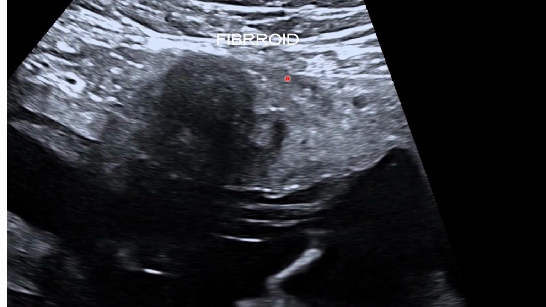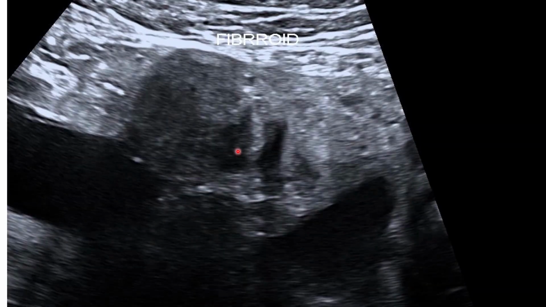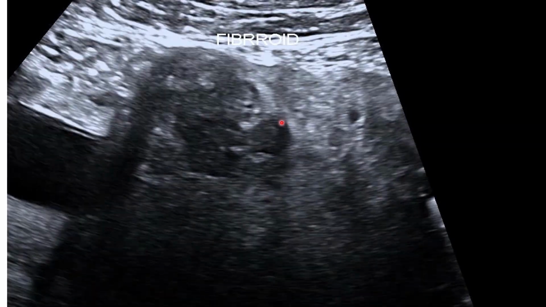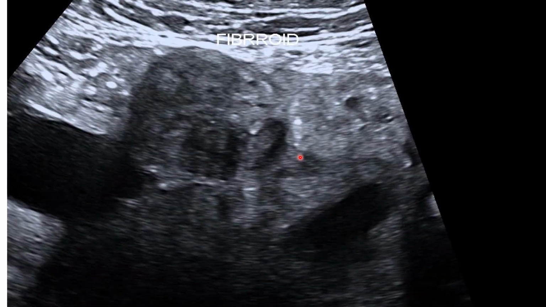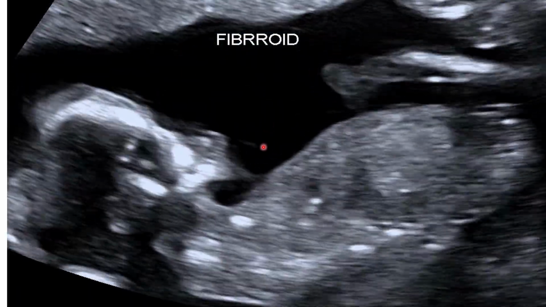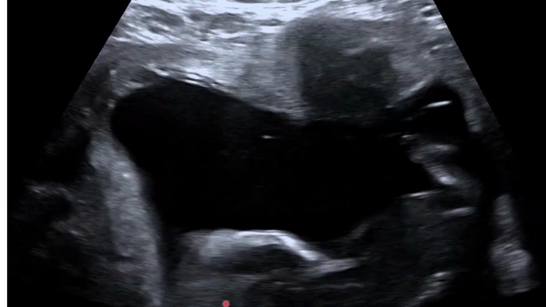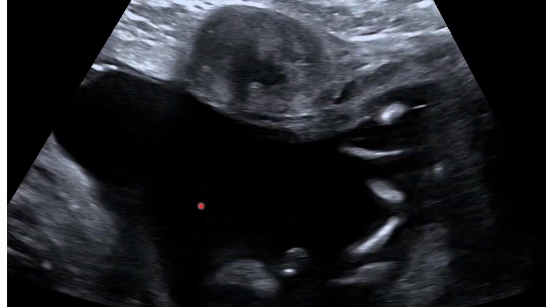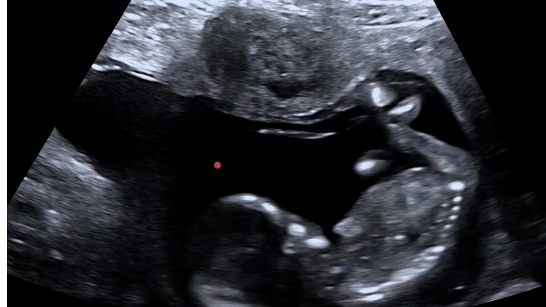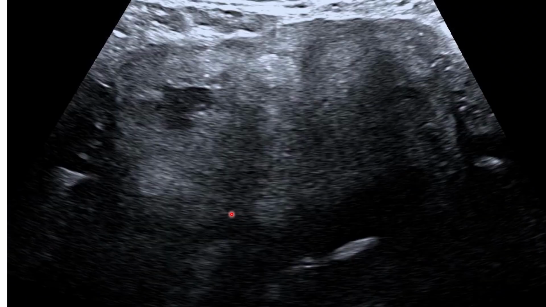You can see the fibroid nicely there. That's the fibroid. So this baby is very active. So there's no free fluid. Look at the eyes. Look at the mouth there. That's the mouth.